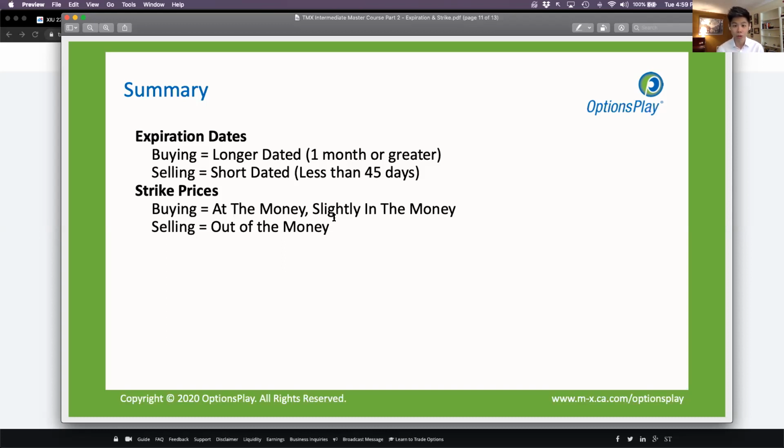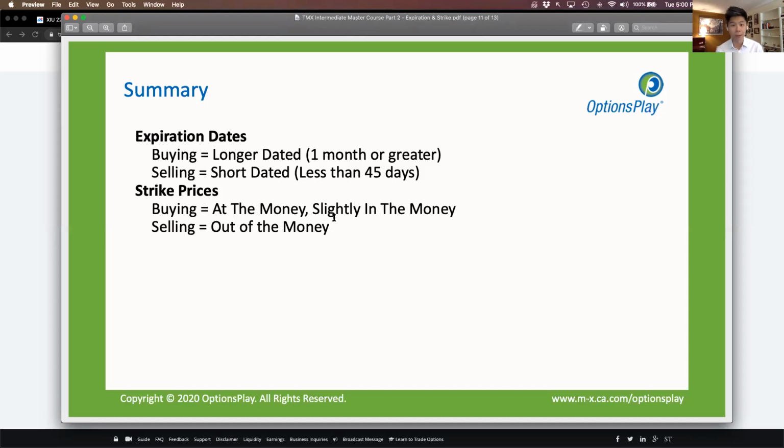And then lastly, strike prices. Whenever you're buying an option, as we know, we want to buy low, sell high. So to do that, a little counterintuitive as well, you want to buy an at the money or slightly in the money option that's going to, on paper, look more expensive, but it's actually going to give you substantially better returns if the trade goes in your favor than buying an out of the money option. So whenever you're buying an option, you want to buy at the money or slightly in the money.